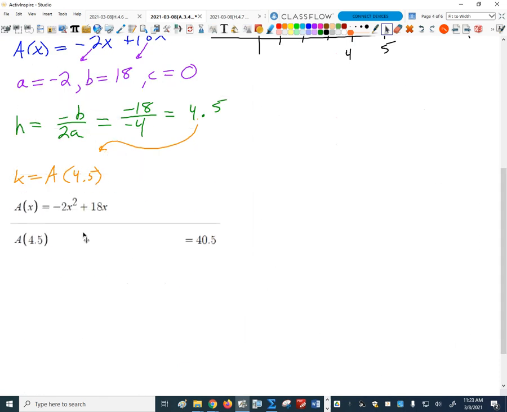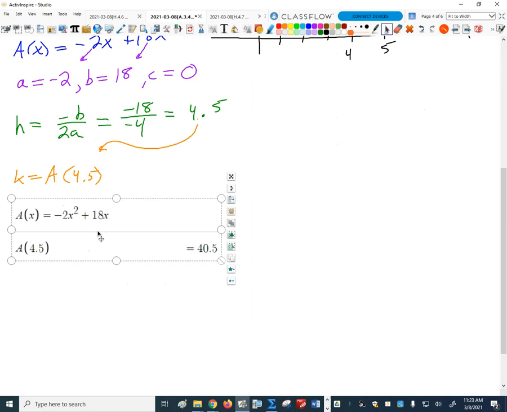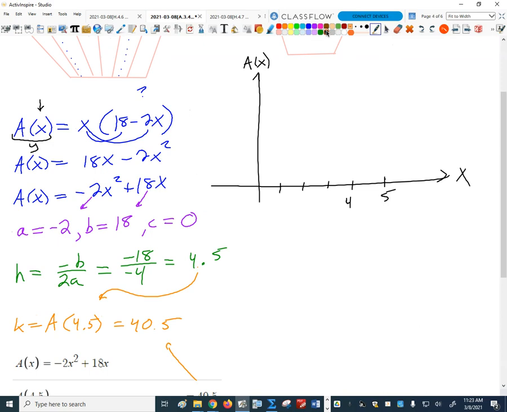Oops, right there, that's what I want. So A of 4.5, we already found the value of K then. It's equal to 40.5. And so let's say I'm going to change the scale on this. We'll go up by tens. There's 10, 20, 30, 40, 50. So I've got my vertex at 4.5, 40.5, so right up about there.